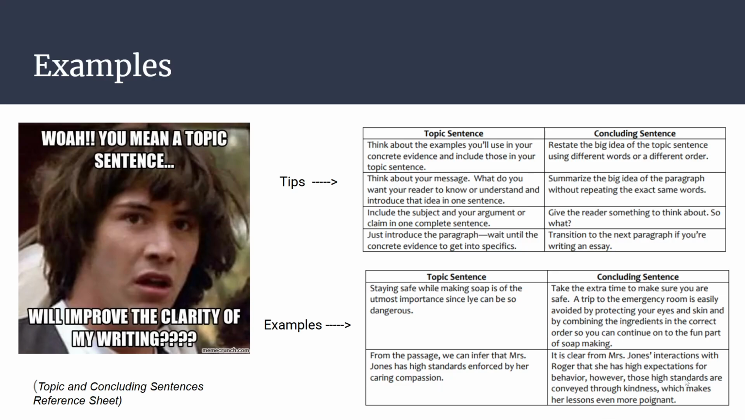Now, our concluding sentence is a little better. It is clear from Mrs. Jones' interactions with Roger that she has high expectations for behavior. However, those high standards are conveyed through kindness, which makes her lessons even more poignant. This kind of wraps up our paragraph, tells us all of the big, heavy hitting bullet points about Mrs. Jones that we wanted to learn from that paragraph. So, a nice, lovely wrap up. Topic sentence could use some work, if you ask me, but to each their own.